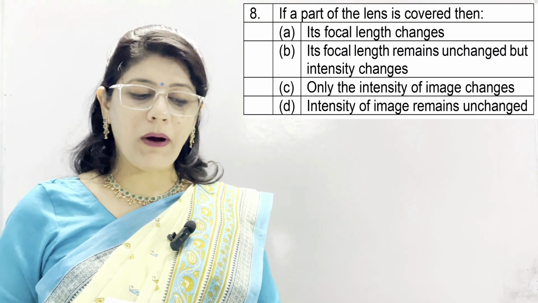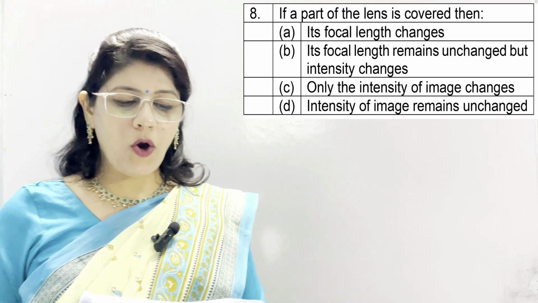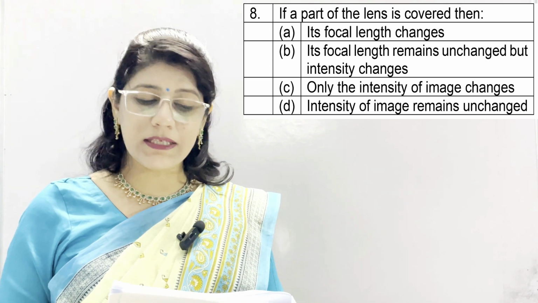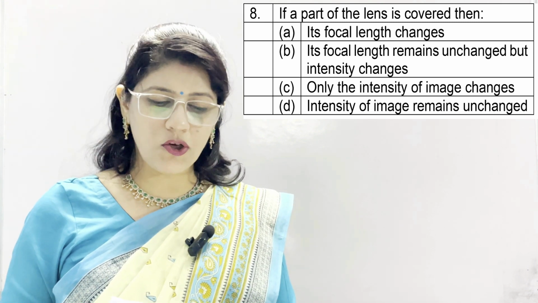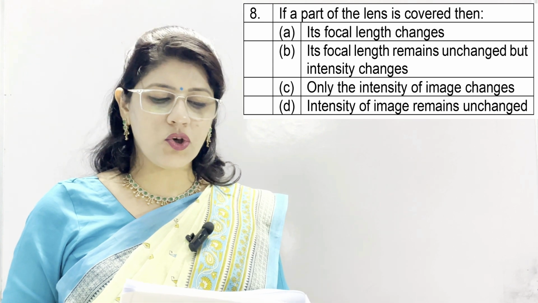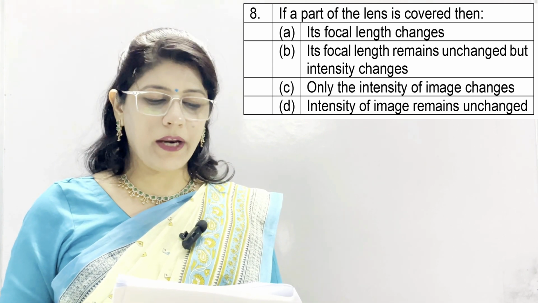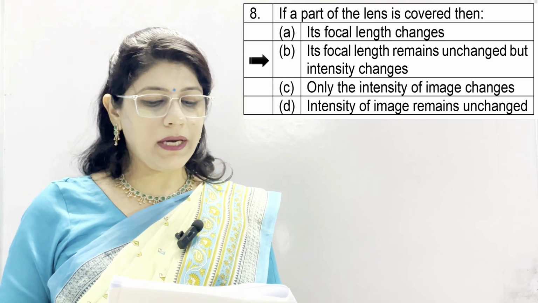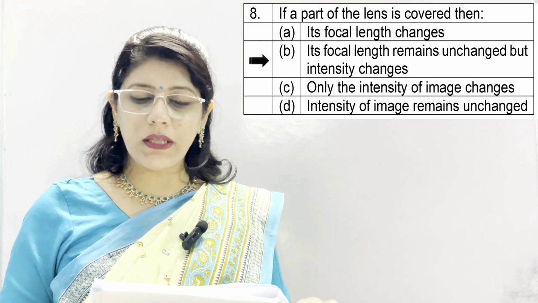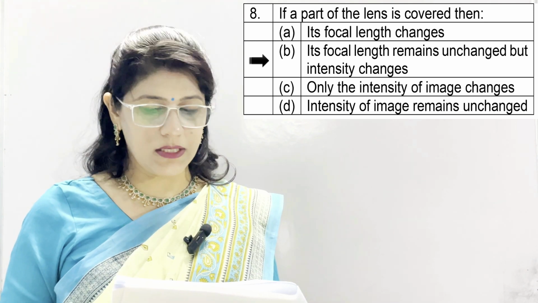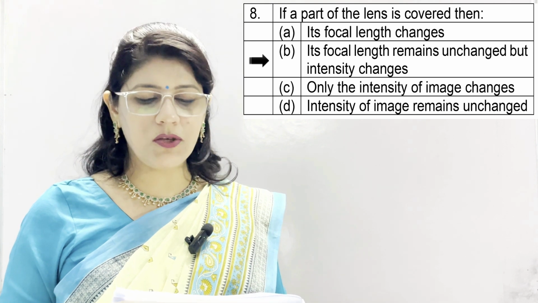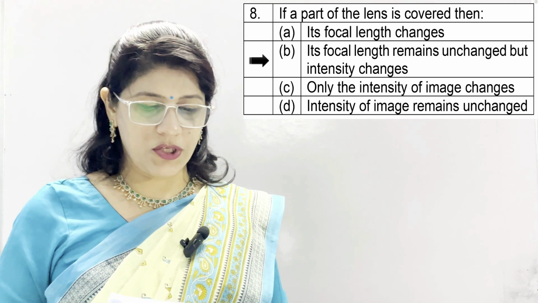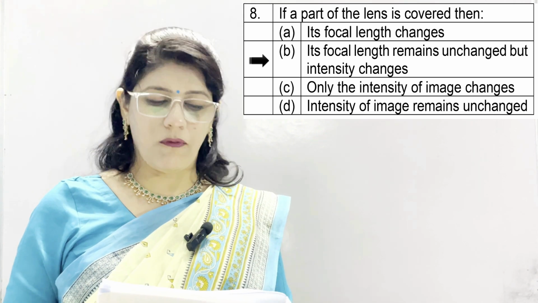Question number 8. If a part of a lens is covered, then A option, its focal length changes, B its focal length remains unchanged but intensity changes, C only the intensity of image changes, and D intensity of image remains unchanged. And the correct option is B, its focal length remains unchanged but intensity changes, because only the amount of light entering the lens decreases, due to which intensity of image decreases, but position, size and nature of the image formed do not change in this case when a part of the lens is covered.